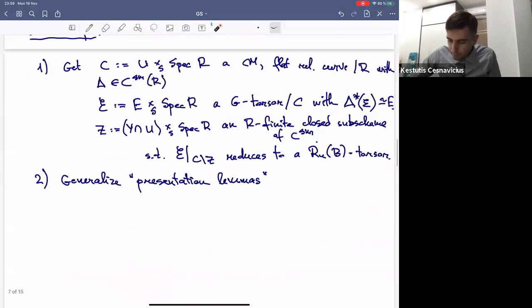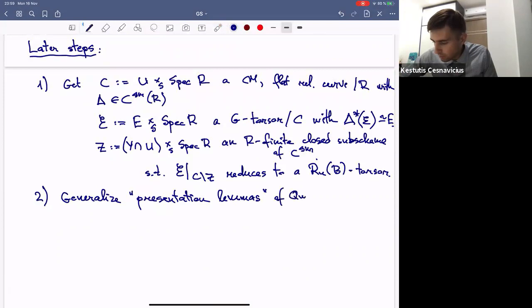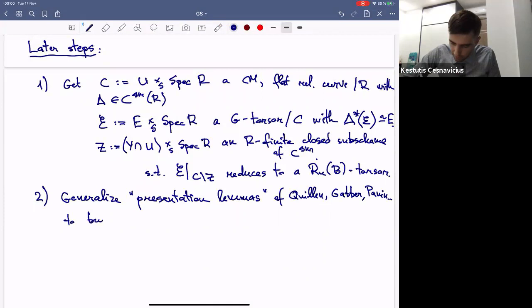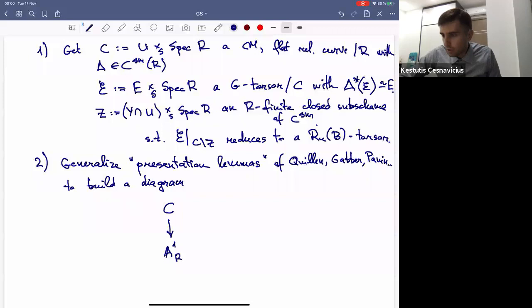Okay, so one generalizes presentation lemmas due to Quillen, Gabber, and Panin, and then many tricks about finite fields go on here. So to build a diagram, first of all, one builds a finite morphism to the affine line. Well, that compactification was what is useful here. So C admits a compactification, C bar, which is a Cartier divisor of that U bar. So we get a finite morphism to A1, roughly speaking.